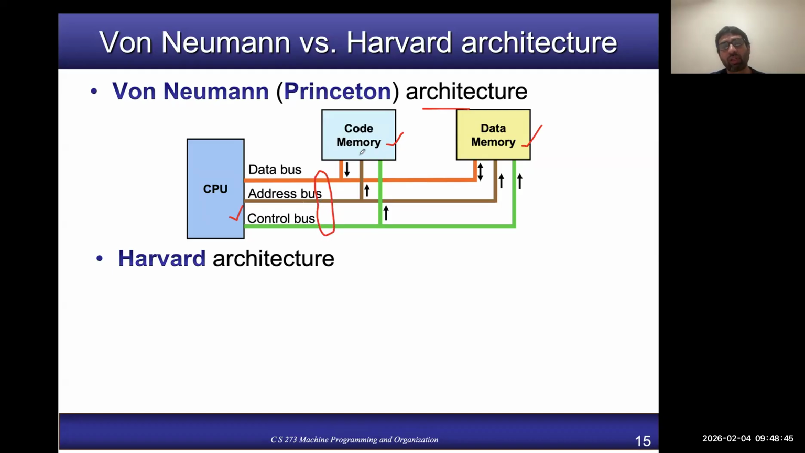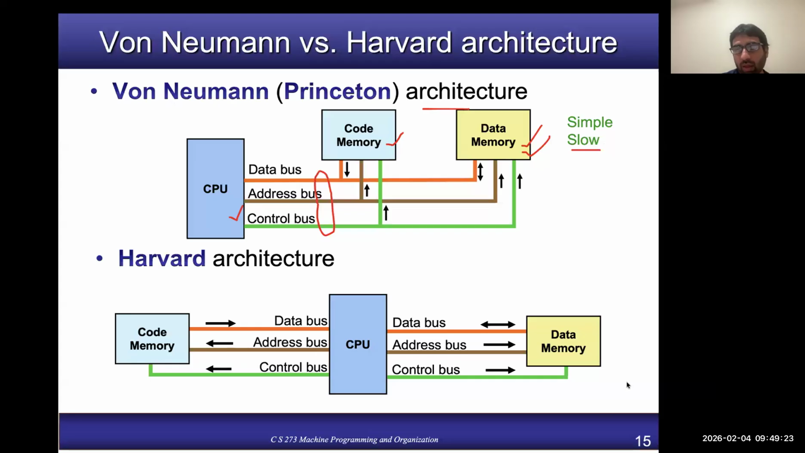Which means that when it is reading the instruction, it cannot read data from the data memory, right? Because the buses are occupied for reading the code memory. So the two operations need to wait for each other as they cannot be performed simultaneously. This design is simple because we are using the same data bus, address bus, and control bus to communicate with both code memory and data memory, but it is slow.